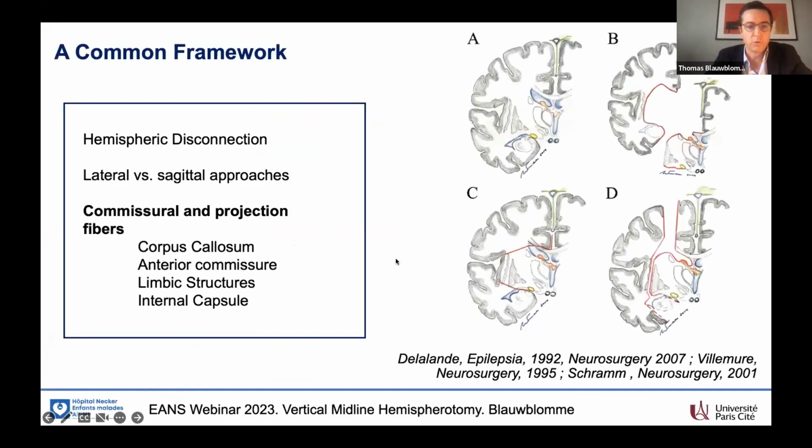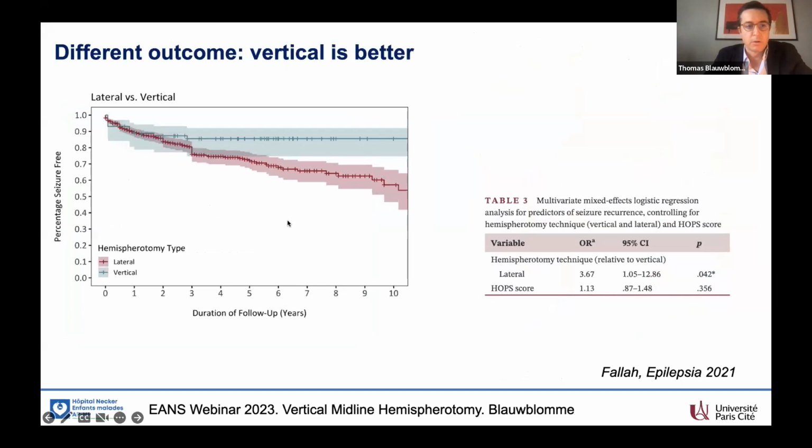Just a few words. We all share a common framework. After hemispheric, we want to do a hemispheric disconnection, but whether you go vertical or lateral, you want to disrupt commissural and projection fibers. It means corpus callosum, anterior commissure, limbic structures, and the internal capsule. Looking at the results of the HOPE study, vertical seems to be better.